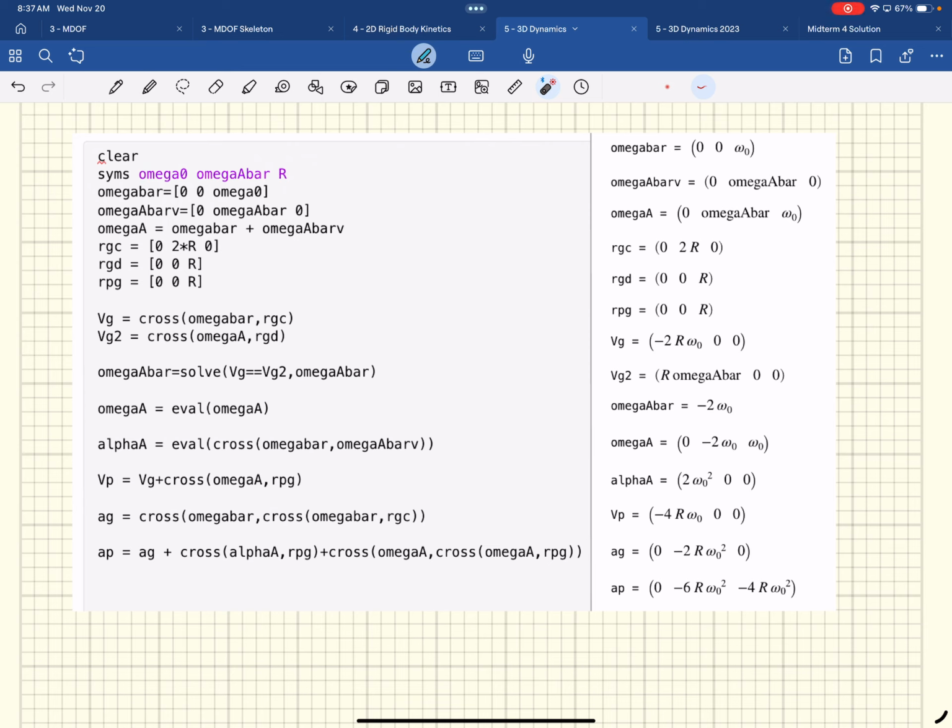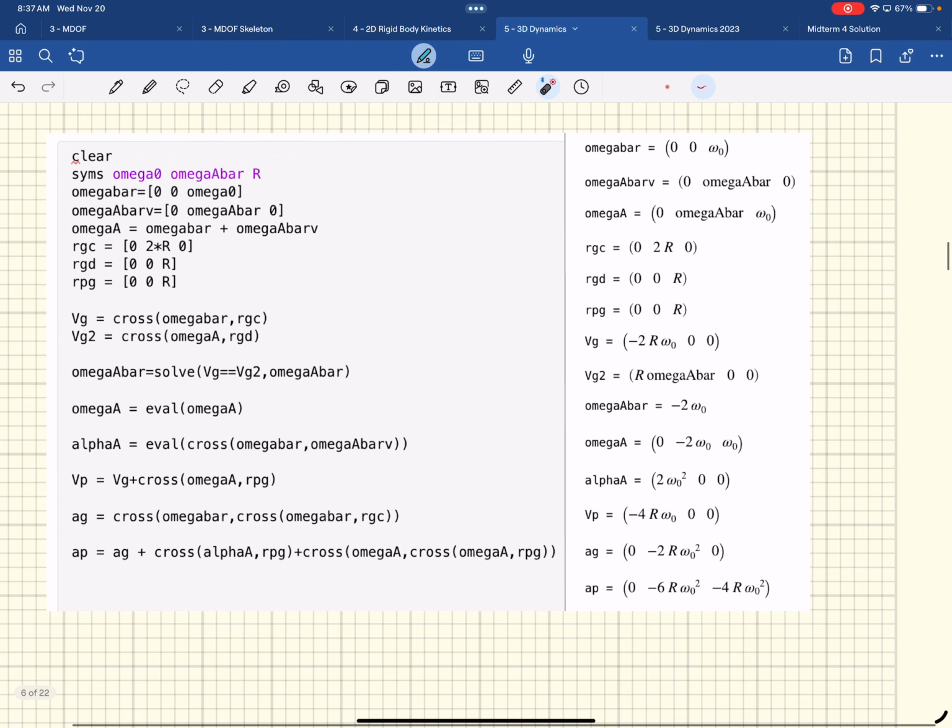Okay, so I just set this thing up. I just set up all my variables, right? Omega bar, 0, 0, so it's omega naught in the K direction. Omega A relative is 0, omega A bar, 0. Then I take those two and add them together, so this is the omega of the secondary. That's the omega of the wheel as seen from the secondary, right?